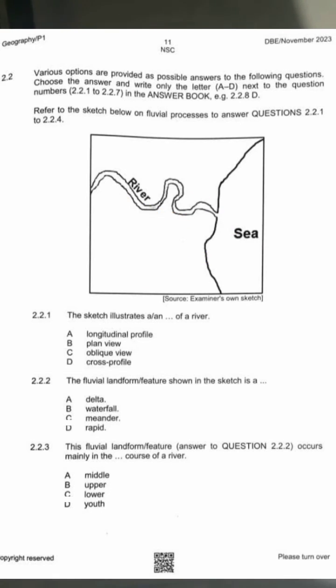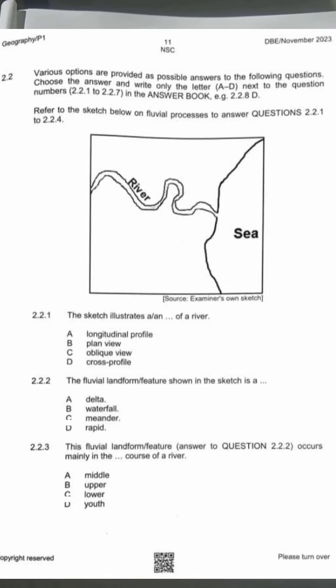Okay, and we also see that the river is not straight, it has bends. So this is a meandering river. It's one of the landforms we learn about here in geomorphology. So it is a meandering river. So let's look at 2.2.1.